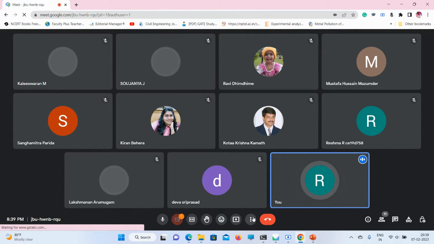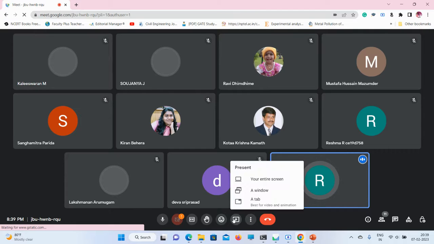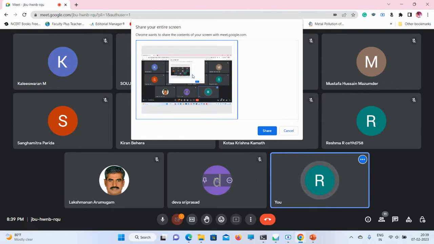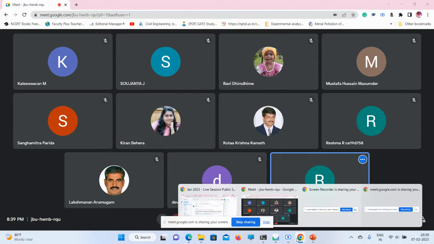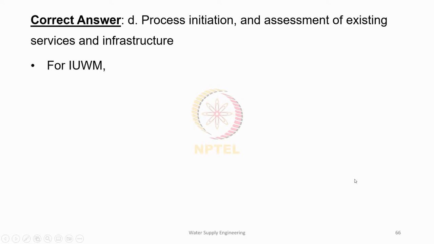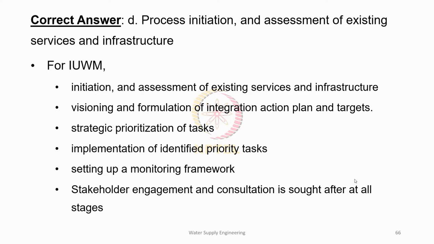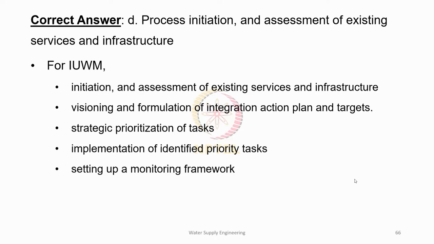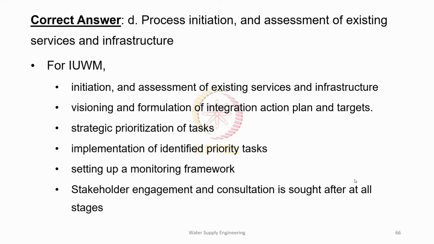I'm sorry, I think my screen was lost in between. So, till what point were you able to see my screen? Hello, am I audible? Yes, you are audible now. Okay, so till what point you were able to see my screen? Up to second point, visioning and formulation. Okay, sorry for that. So, now it is visible, right? Yes, it is visible now.